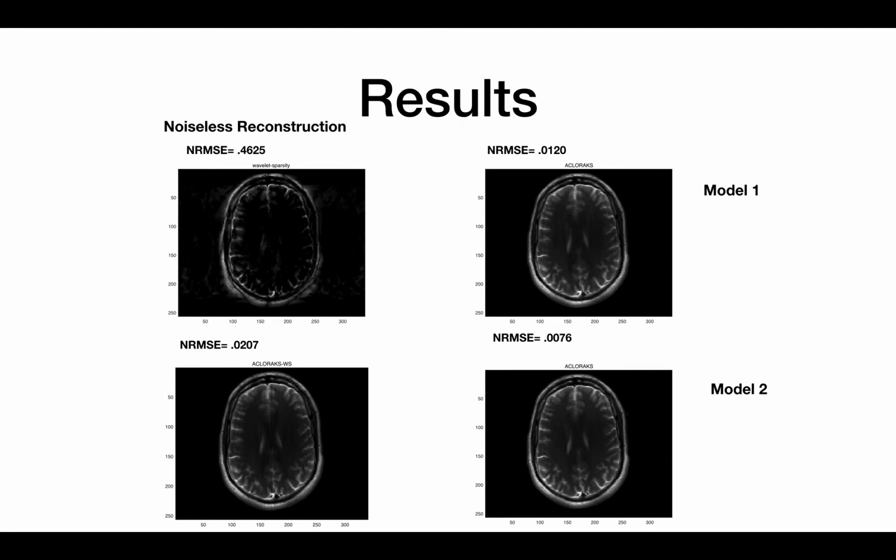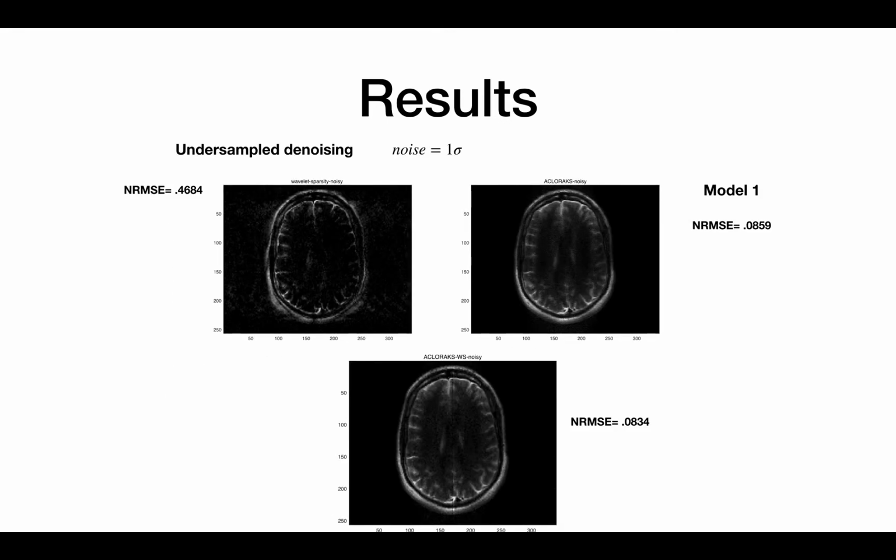And the second case is the noisy reconstruction. Now we can see that AC-LORAKS performed well in this case, since it's really a good reconstruction method here, and the performance of wavelet sparsity is not good. And introducing the wavelet sparsity will not help the performance much.